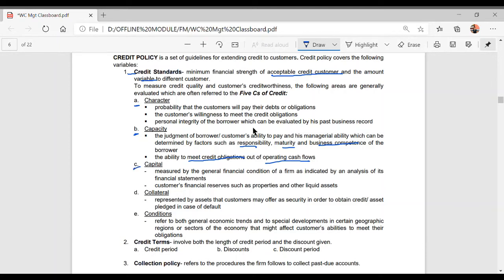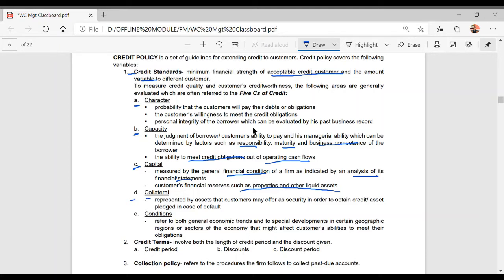Of course, we also have to check kung naa ba siya capital. That's the financial condition of a firm indicated by analysis of its financial statements. So you have to check if naa ba siya properties or other liquid assets. So makita nimo na siya sa FS. Naa ba siya available nga cash, naa ba siya mga properties, because you can get an idea what are the items or what are the properties that he may offer for letter D, for collateral.